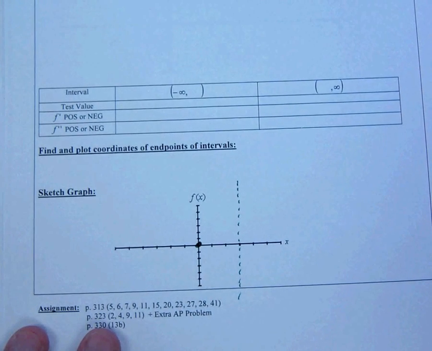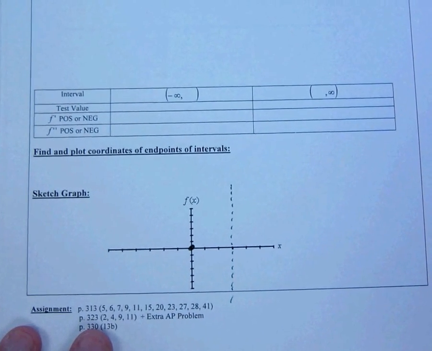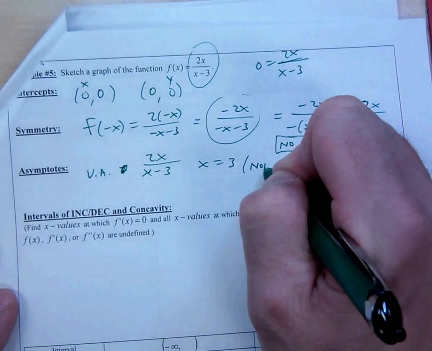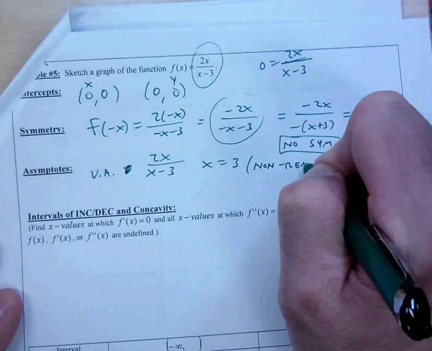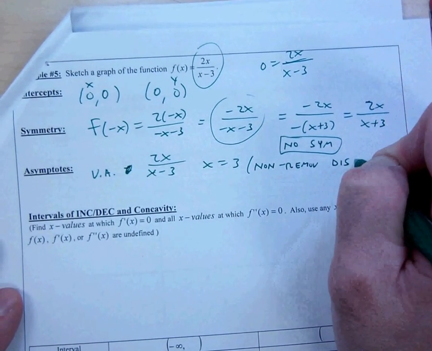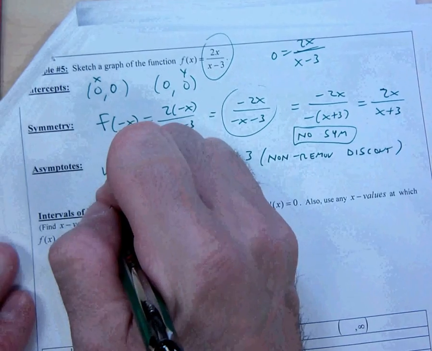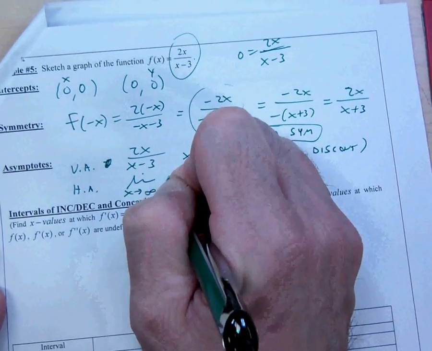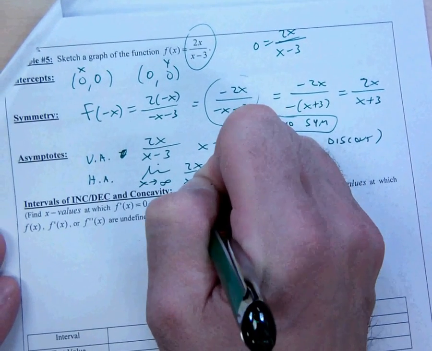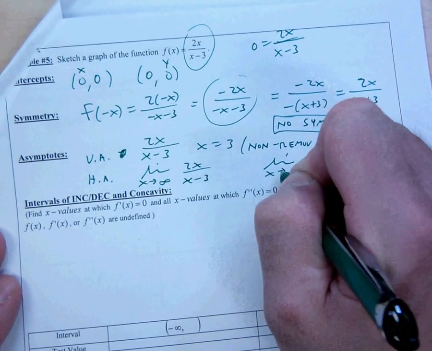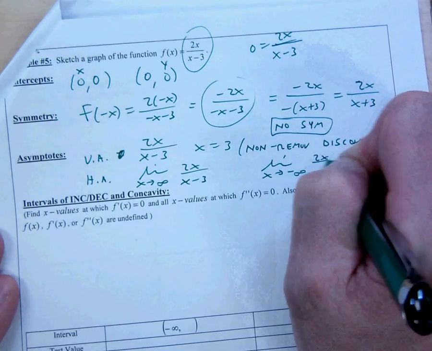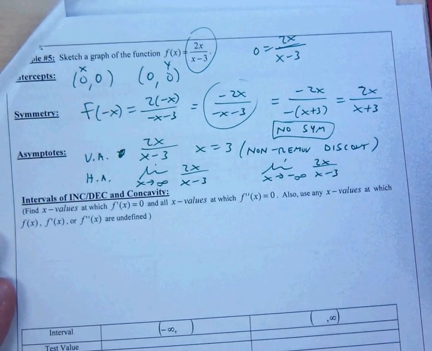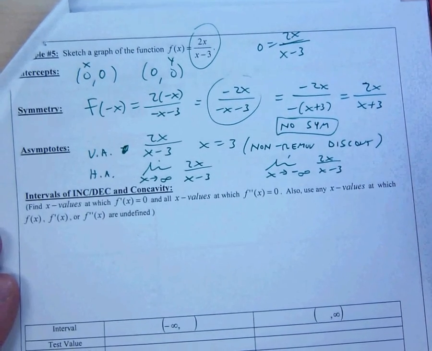Everybody agree? Okay, now, to find horizontal asymptotes, by the way, make a note that that's a non-removable discontinuity. That's why that was my vertical asymptote. Okay, for horizontal asymptotes, you take the limit as x goes to infinity and the limit as x goes to negative infinity. And again, you can use your old shortcuts or you can use L'Hopital's rule. I don't care. It's up to you. I'm going to use my old shortcut.